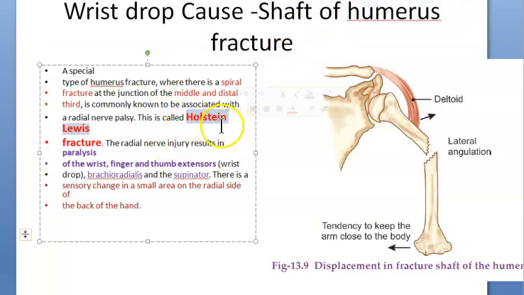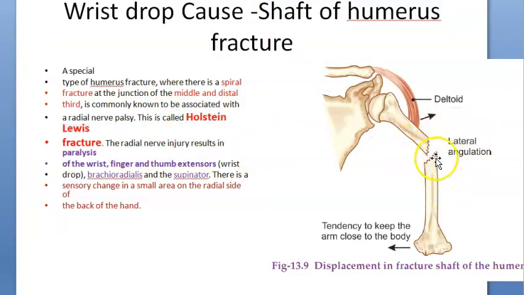This is also called a Holstein-Lewis fracture. There you can see that there is a spiral fracture. Are you able to see here? There is a spiral fracture, because of which the nerve is affected, right? The radial nerve injury will result in paralysis of the wrist, finger and thumb extensors. Okay. So this is the wrist drop.